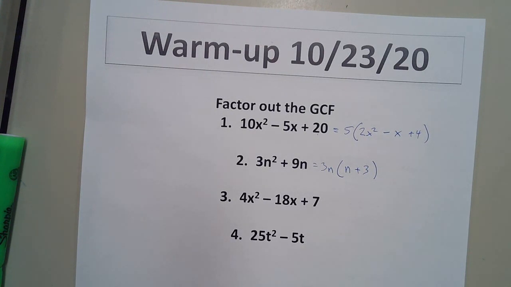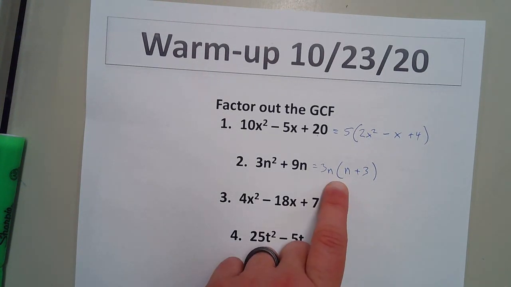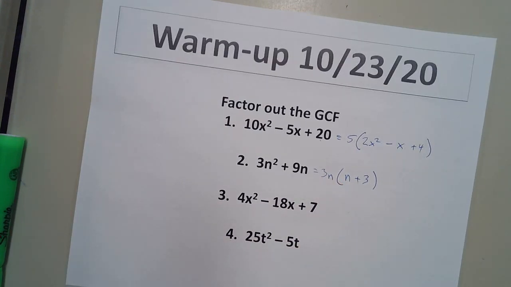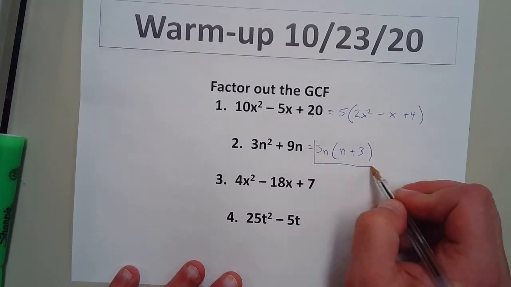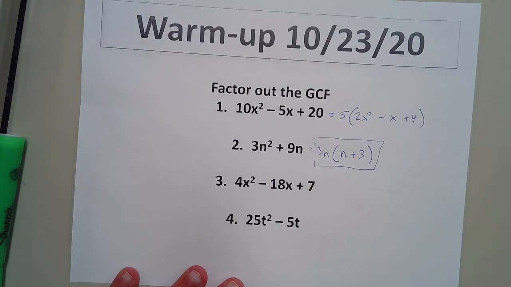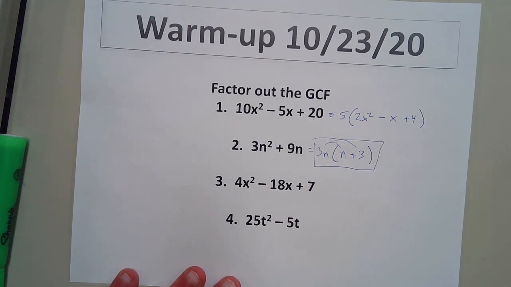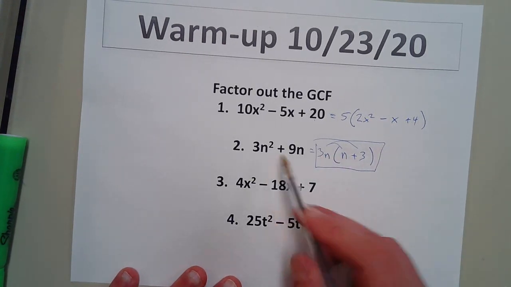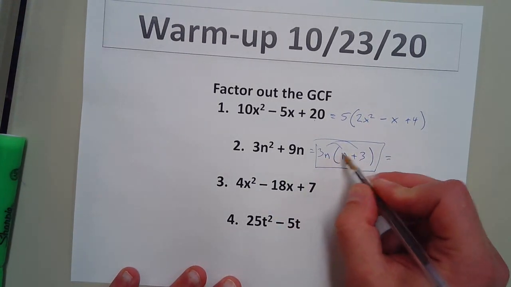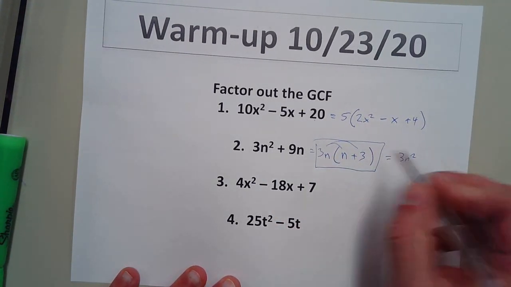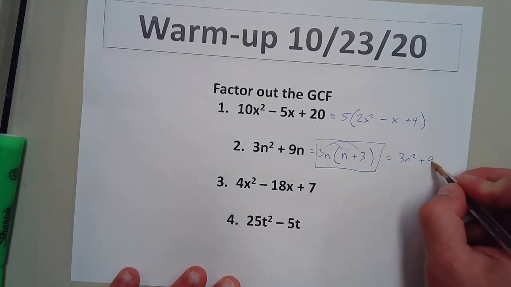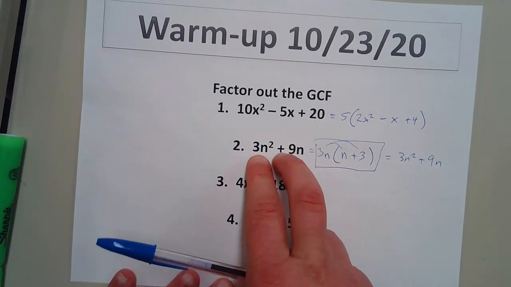Now, if you're ever not sure on these, once you think you've got it in this factored form, where you took your GCF out, if you want to check your answer, you could go ahead and distribute it and see, does it give me the same thing? If I distribute this, do I get this answer? So 3n times n is 3n squared, and 3n times 3 would be 9n. And so obviously you can see, yep, that's the same thing.